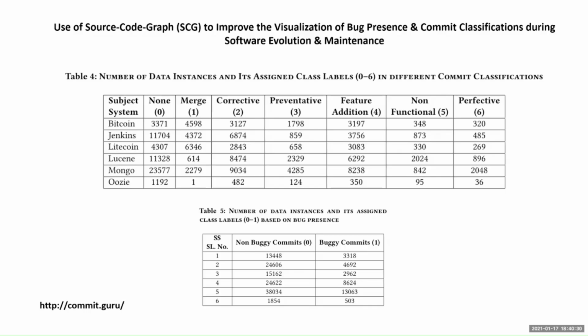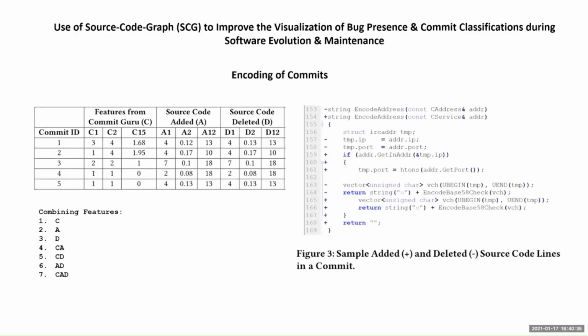So what's the main goal of this investigation? The goal is to verify whether the coding structure of a software programmer can impact the presence of bugs in the software system or the type of commit classification.